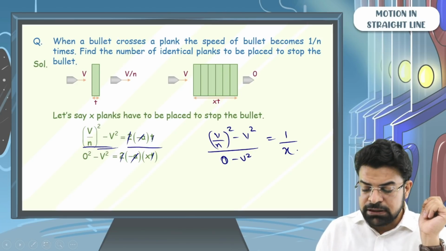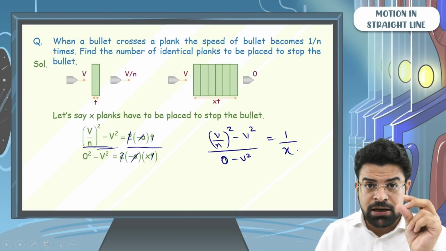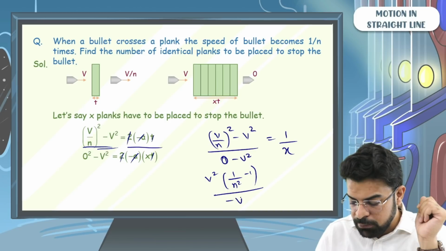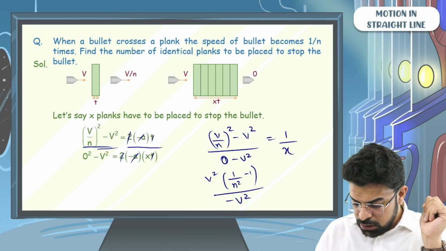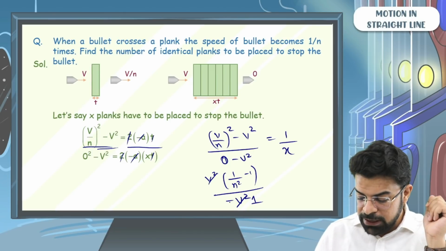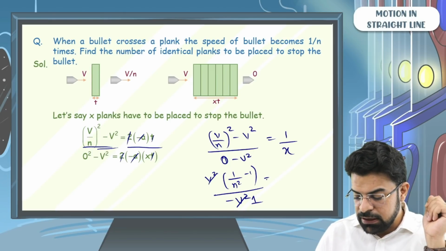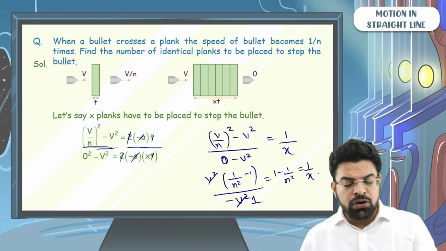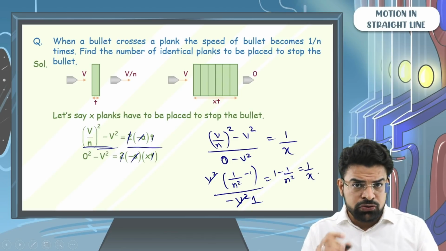If you cancel out v square from both numerator and denominator, you can write numerator as v square times 1 by n square minus 1 upon minus v square. Cancelling out v square, in denominator you get minus 1. Multiplying minus 1 to numerator, you get the left hand side to be 1 minus 1 by n square equals to 1 by x. So not at all a tough case to solve.